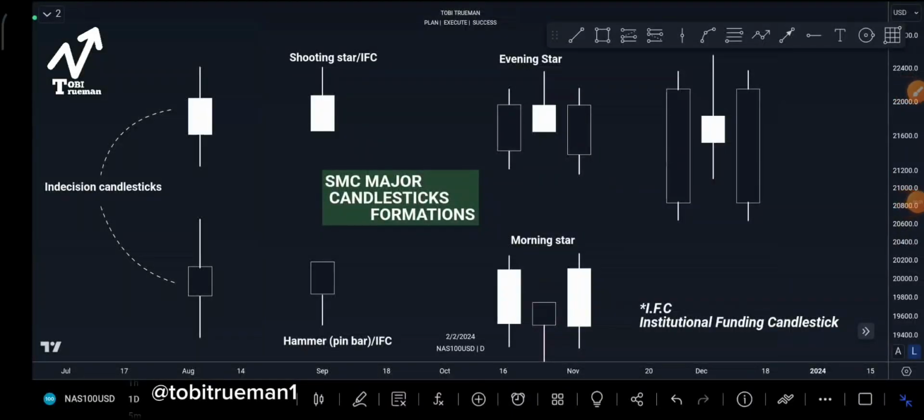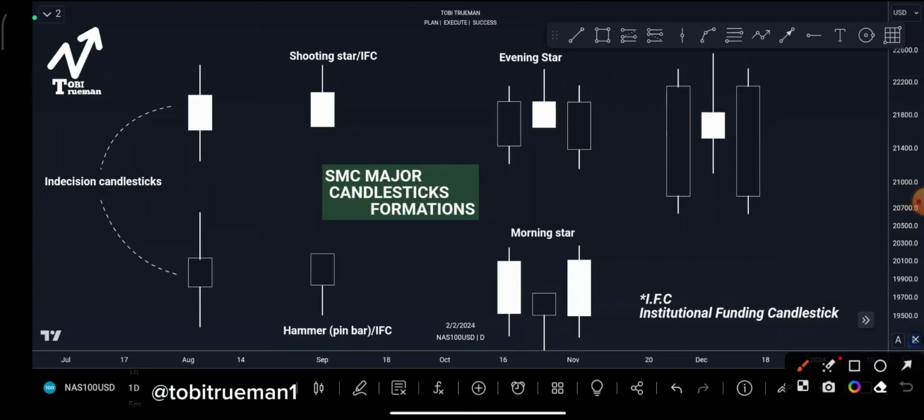Okay, you are welcome today as we look into smart money concept major candlestick formations. I believe by now, as I've shown in those videos on YouTube, that you should study the candlestick trading Bible. If you have studied it, good. If you have not studied it, no problem also. That is why I'm trying to analyze these important candlestick formations.